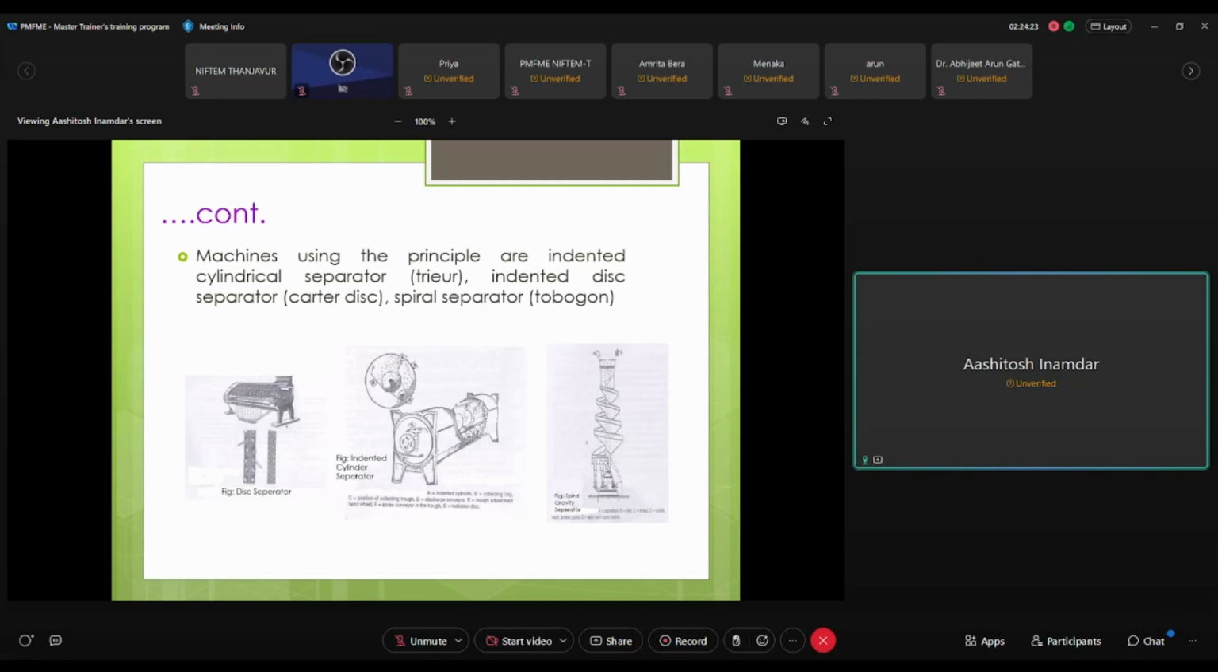So in this case, what is done is we can pass the mixture of impurities through the machine shown in this third figure, a spiral gravity separator.